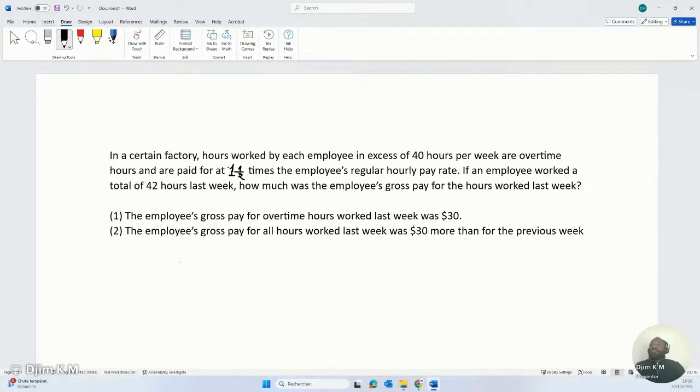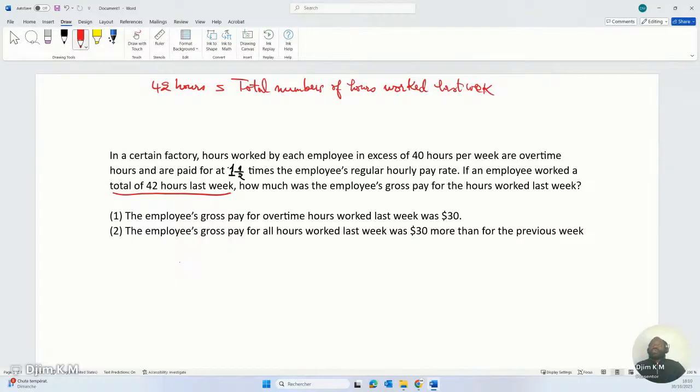Okay, so we have 42 hours, which is equal to the total number of hours worked last week. The employee worked a total of 42 hours last week.